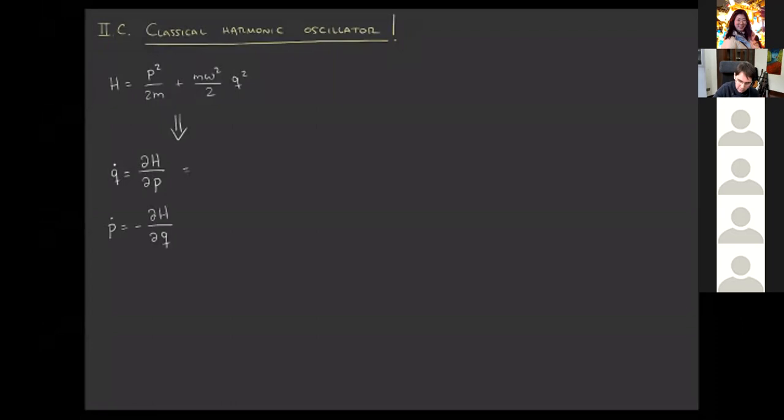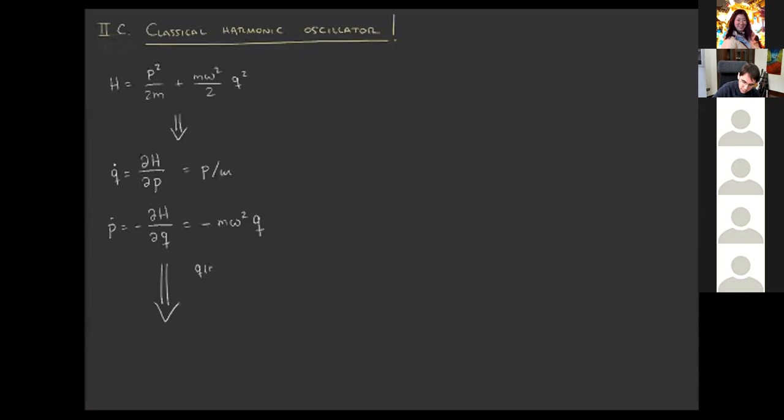In particular, applied to this Hamiltonian, this is very simple. One just gives you the definition of momentum, so it's m times the velocity. And the other one just gives you Newton's equation, which is minus kq, so minus m omega squared q. Now these equations are linear in p and q, so they are very simple to solve.